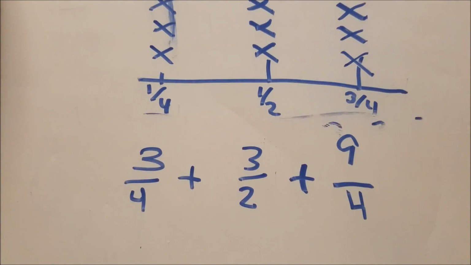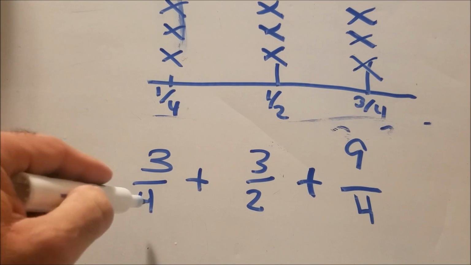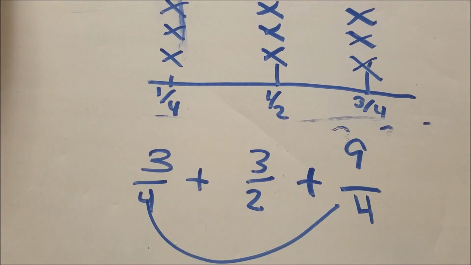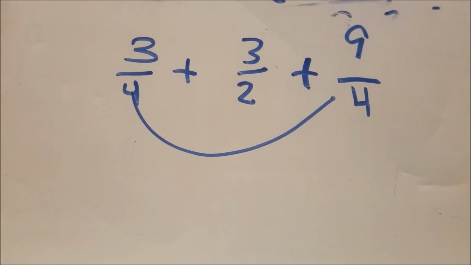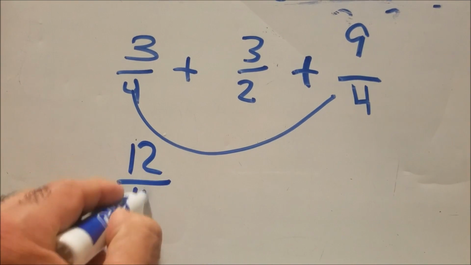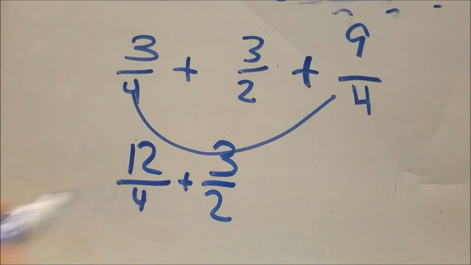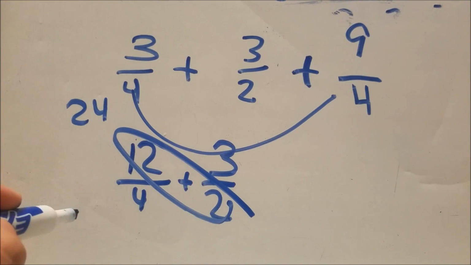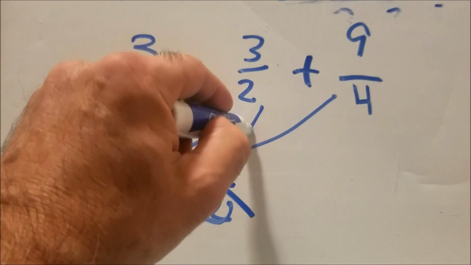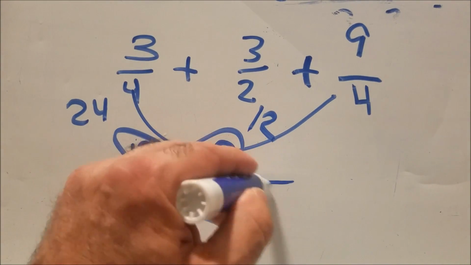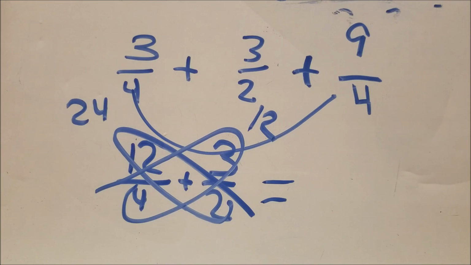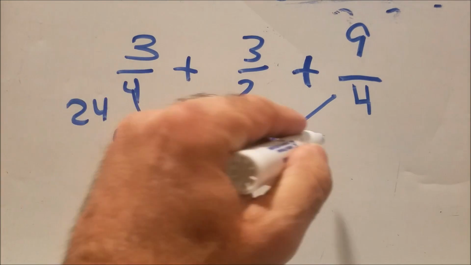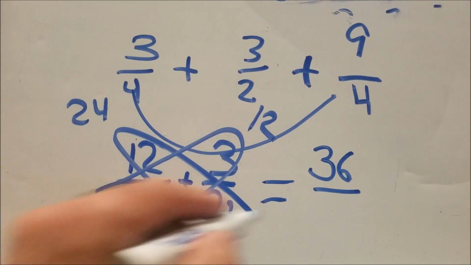Now, let's add this. What's 3/4 and 9/4? They have the same denominator. We can add that pretty quickly. That's 12/4, right? So let's bring it down here. So we have 12/4 plus 3/2. So we can cross multiply. We have a 24 over there. We have a 12 over here. We add on top and we multiply on the bottom, right? We've done this before. So we're going to have 36/8.